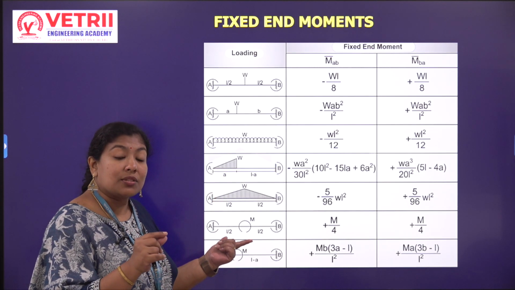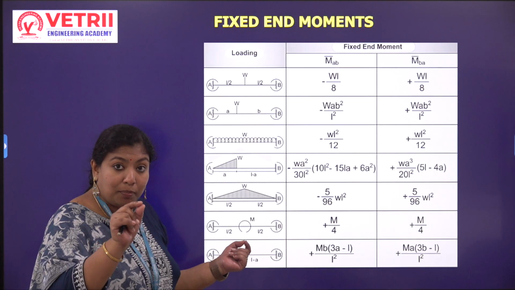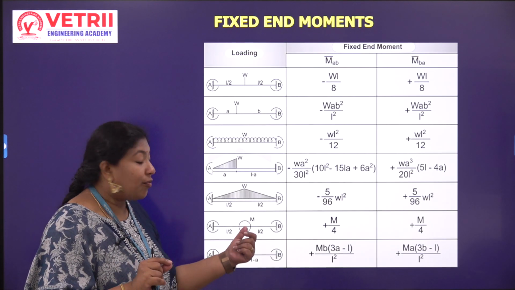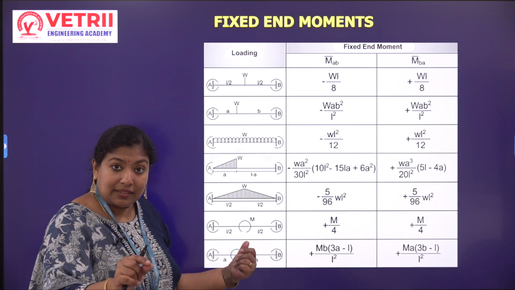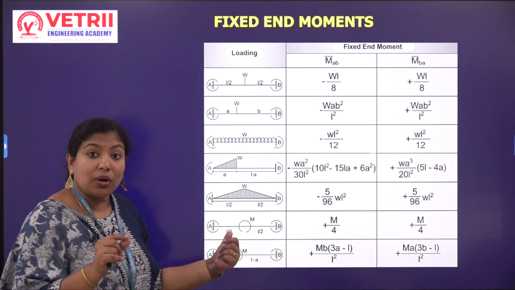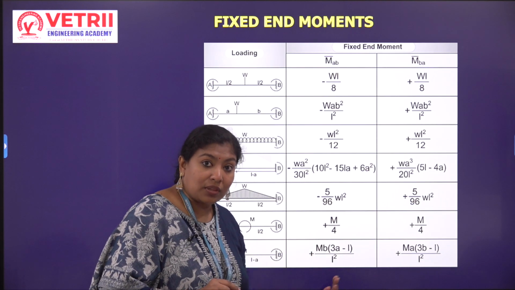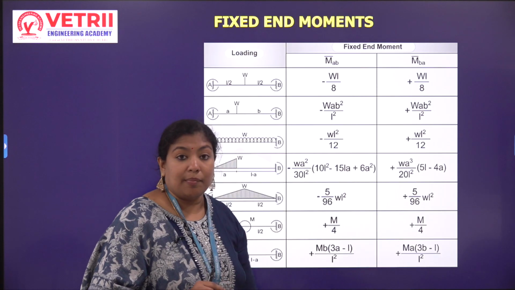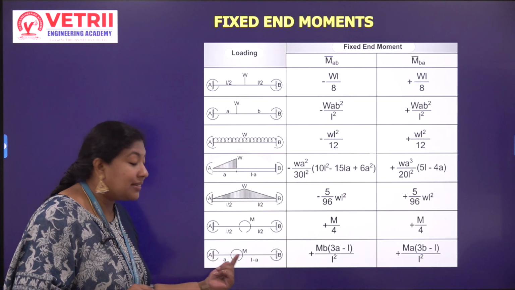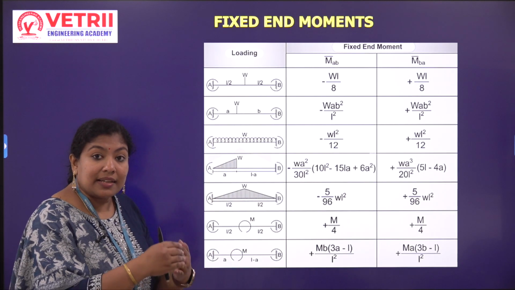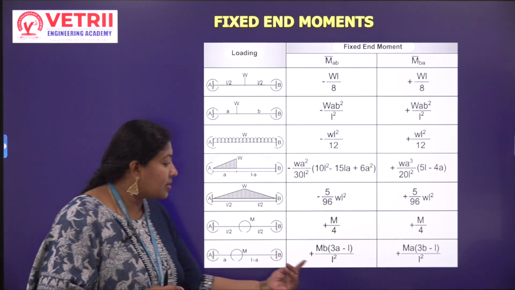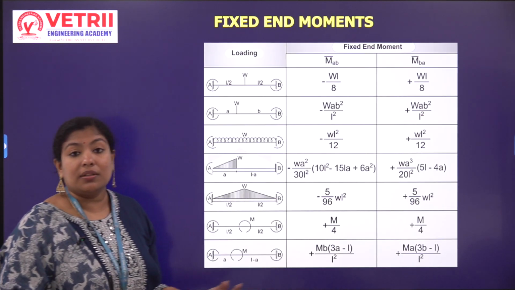In the moment case, there is a concentrated moment at a point. Say a moment of 50 kilonewton meters acting exactly at the center. What is the fixed end moment? Both are positive. See the sign, both are positive, and it is M by 4 and M by 4. And suppose it is eccentric, not exactly at the center, what is the formula there? You have to go through all this and learn it.